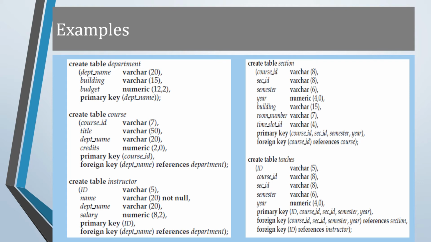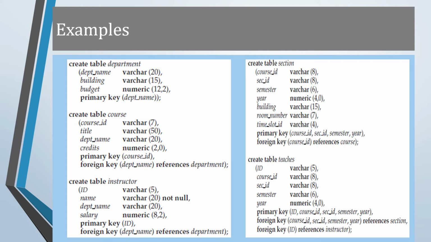And the table section consists of composite attributes as the primary key. That means a set of attributes is taken as the primary key: course ID, section ID, semester, year. All of these attributes together are taken as the primary key. And the foreign key is the course ID, and it references the course. So in the course, this course ID is the primary key.